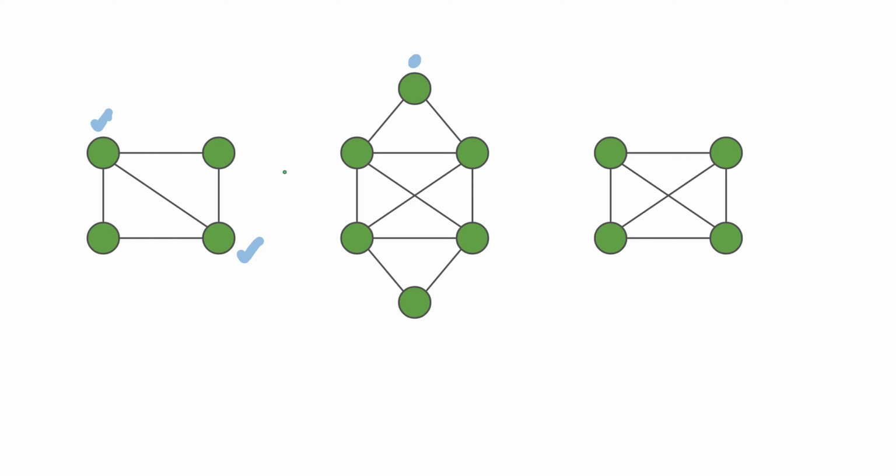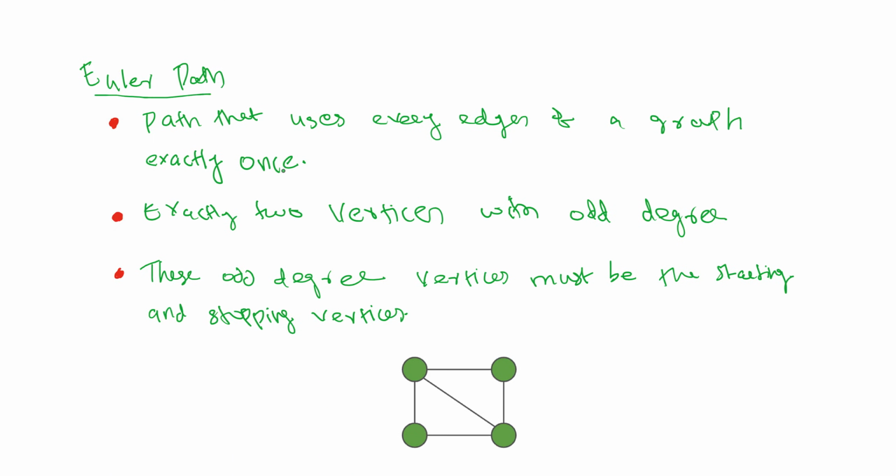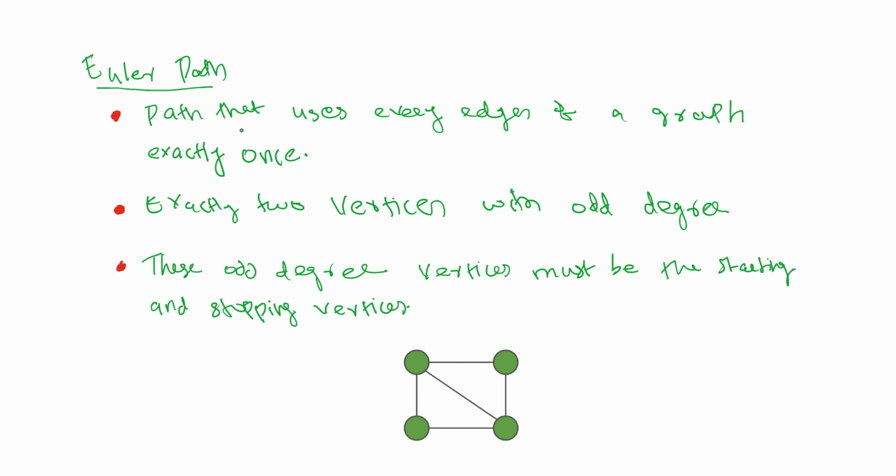Now coming to our topic, the first topic that we need to discuss is the Euler path. Okay, so the Euler path is a path that uses every edge of the graph exactly once, and if you want to have an Euler path in a graph, then exactly two vertices with odd degree must be there. So there should be exactly two vertices with odd degree. If there are more than two vertices with odd degree, then you cannot have an Euler path. Okay, and these odd degree vertices must be the starting and stopping vertices of the Euler path.